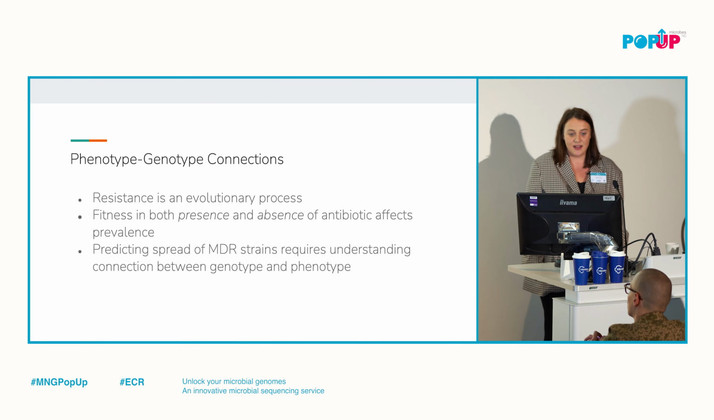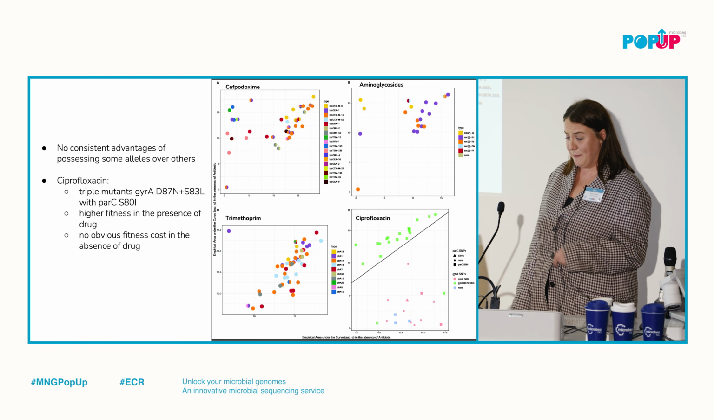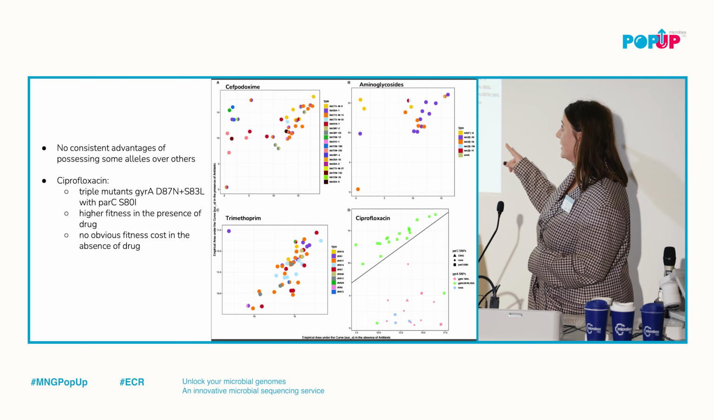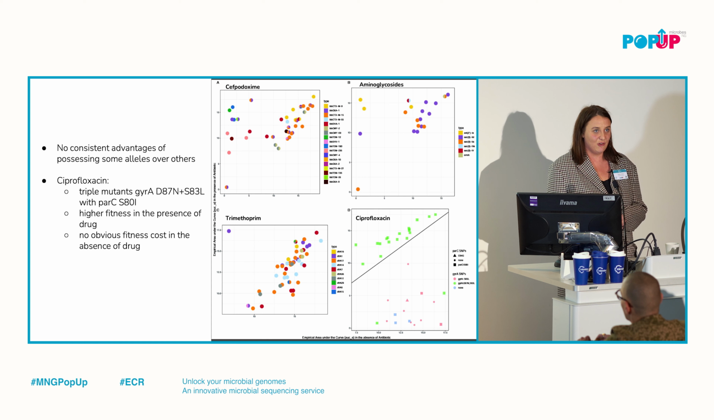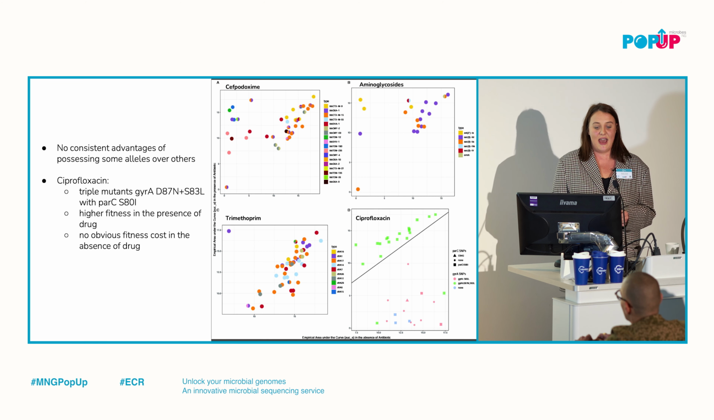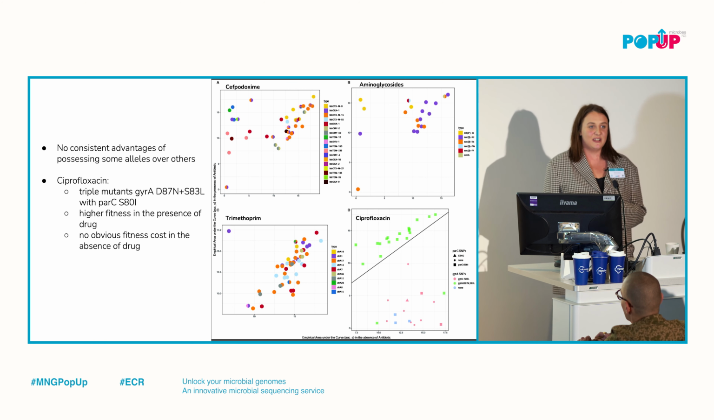But what we did see that was cool with ciprofloxacin is that these ones that have a triple mutant, so the green, hurt your eye colour, have a gyrA mutation and a parC, two gyrase mutations and a parC mutation. That triple mutant makes them really, really good at growing in the presence of ciprofloxacin. But it doesn't deter how well they can grow in the absence of antibiotics. So higher fitness in the presence of the drug, no obvious fitness cost to that mutation, which is funky.